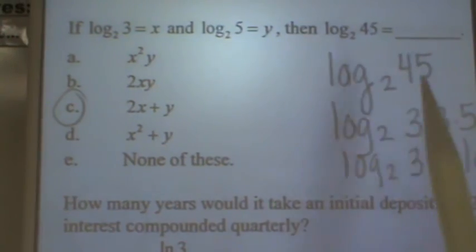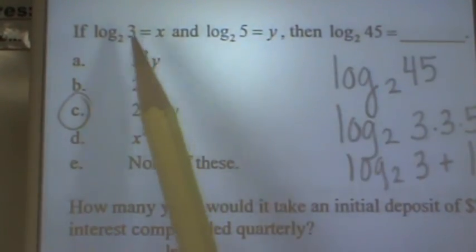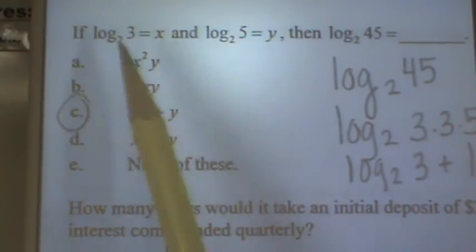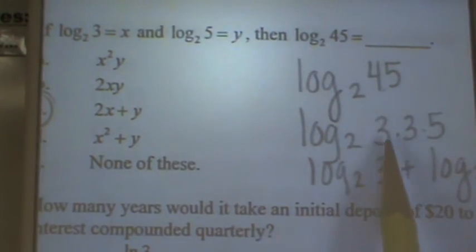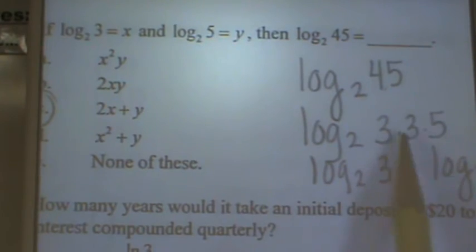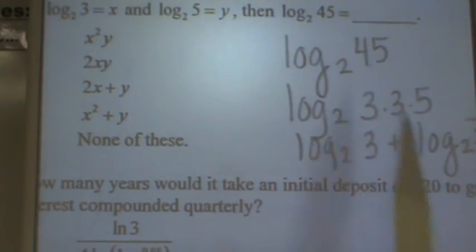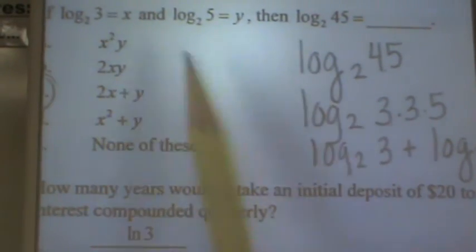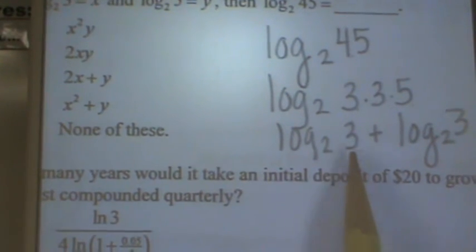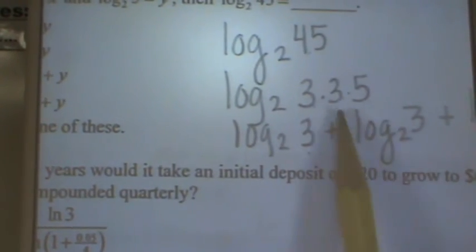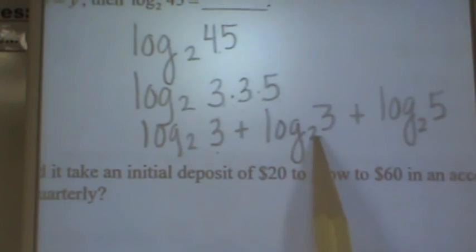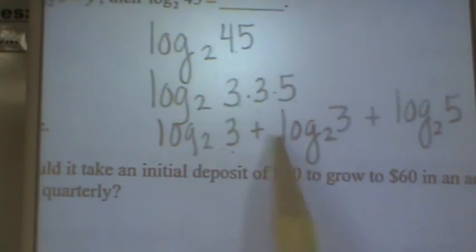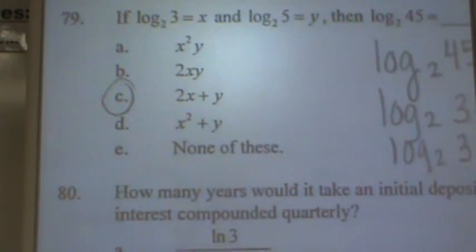79. What you're going to do on 79 is turn 45 into a product of 3 and 5. So in other words, 45 is 9 times 5, and 9 is 3 times 3, times 5. So if the log base 3 of 3 is equal to x, and you're going to add, because the properties say if it's multiplication, you're going to add. If this is x and this is x and this is equal to y, you have 2x plus y, which is C.